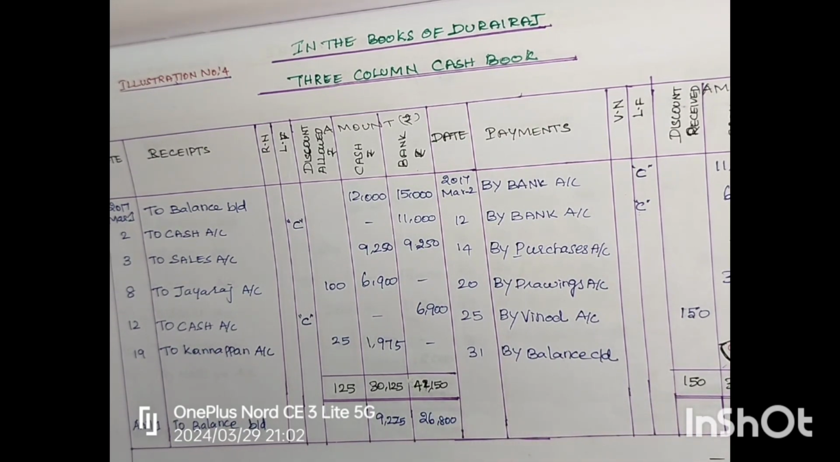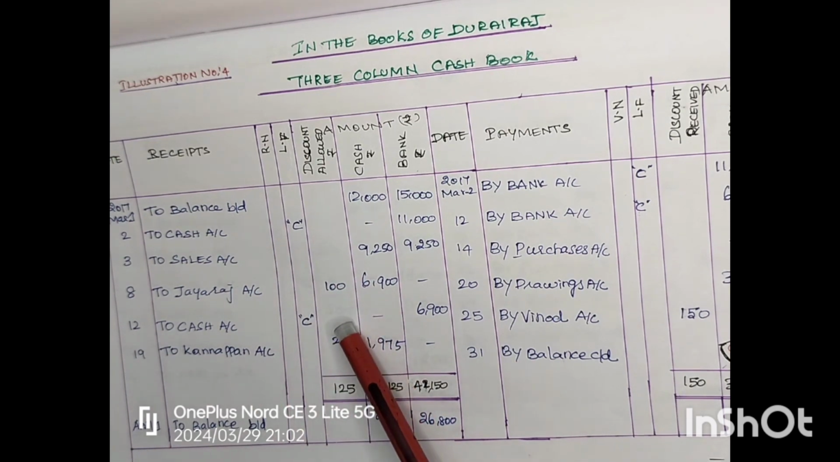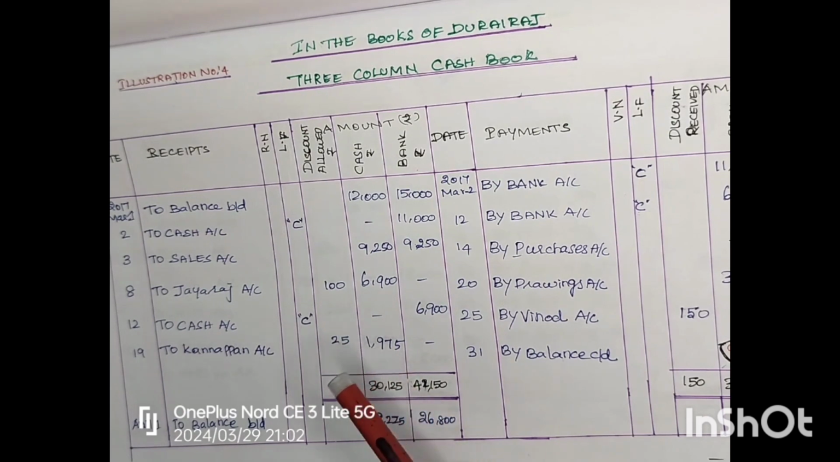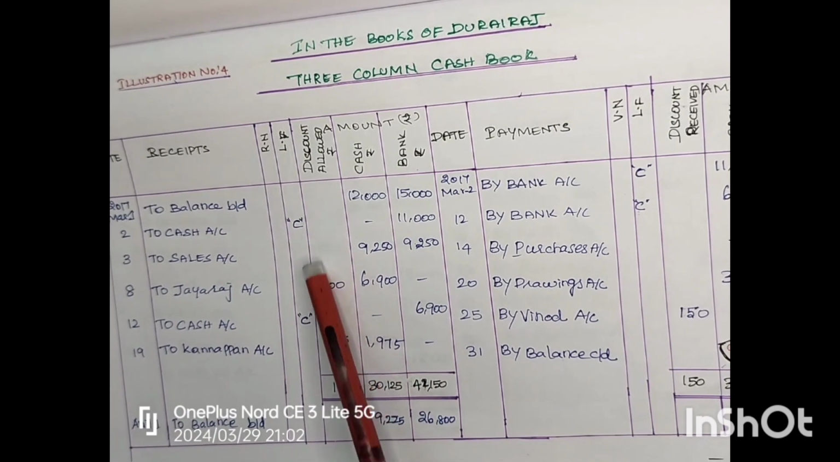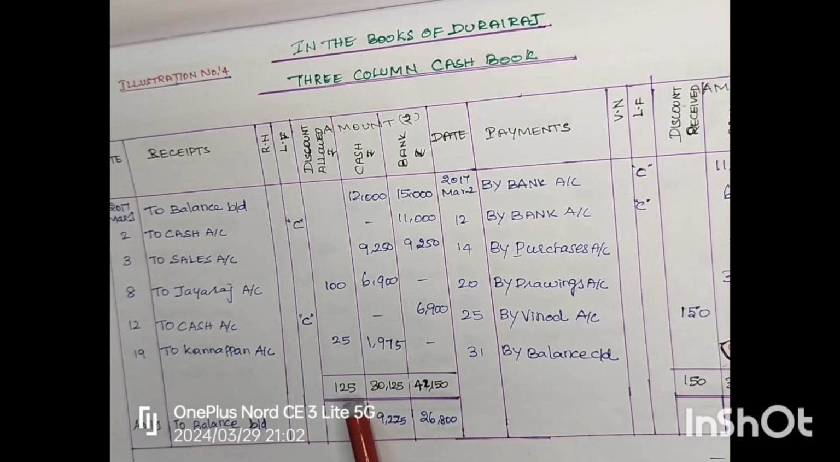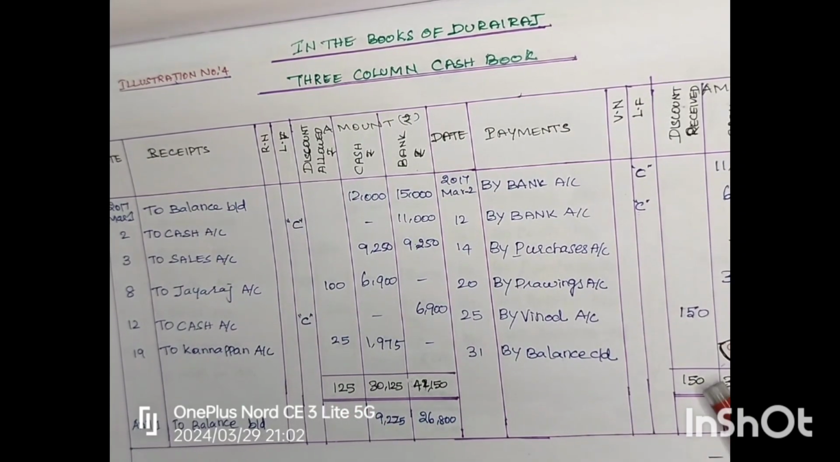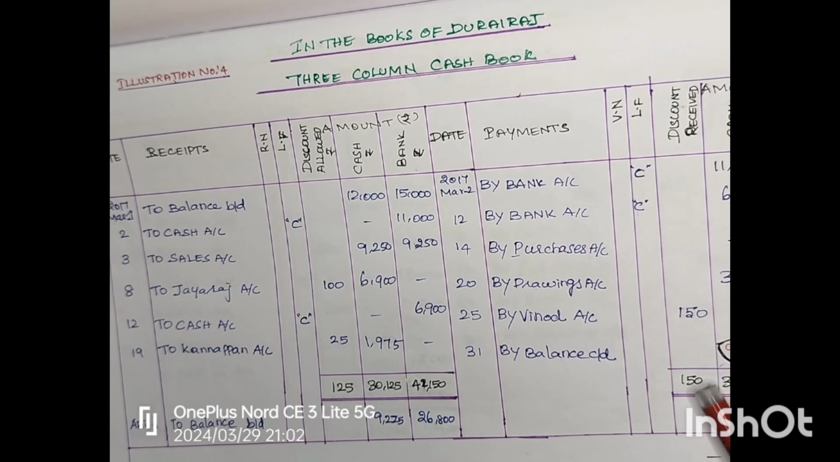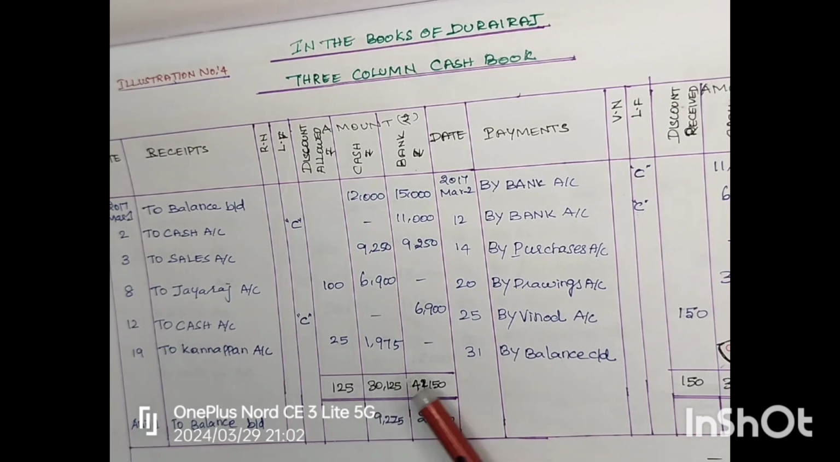So listen here, in the discount column there is no need for balancing. We just total them separately. 100 plus 25, 125 discount allowed on the debit side, and 150 rupees discount received on the credit side. We have no need to balance the discount column. We only balance the cash and the bank columns.